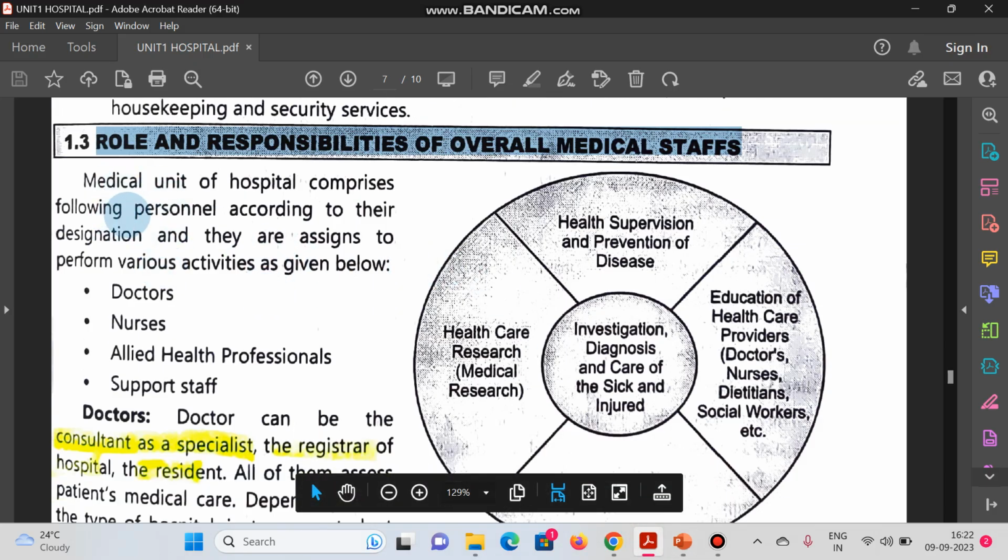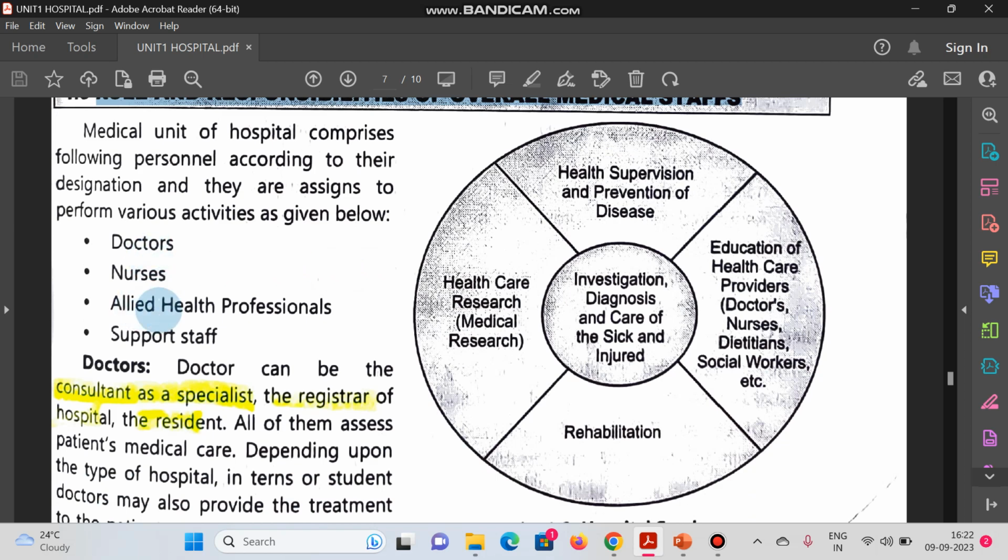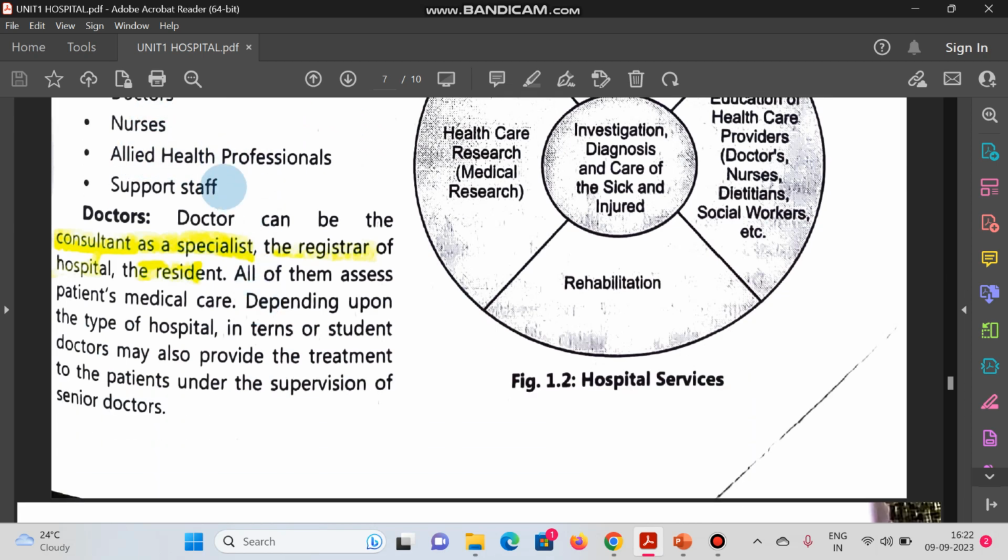As you can see, the medical unit of a hospital comprises the following personnel according to their designation, and they are assigned to perform the various activities mentioned below. So we have doctors, nurses, allied health professionals, and supporting staff. If we talk about doctors, these are the main functionaries without whom a hospital cannot run. The doctors can be a consultant as a specialist, the registrar of the hospital, and the resident. All of them are directly responsible for providing patient medical care.